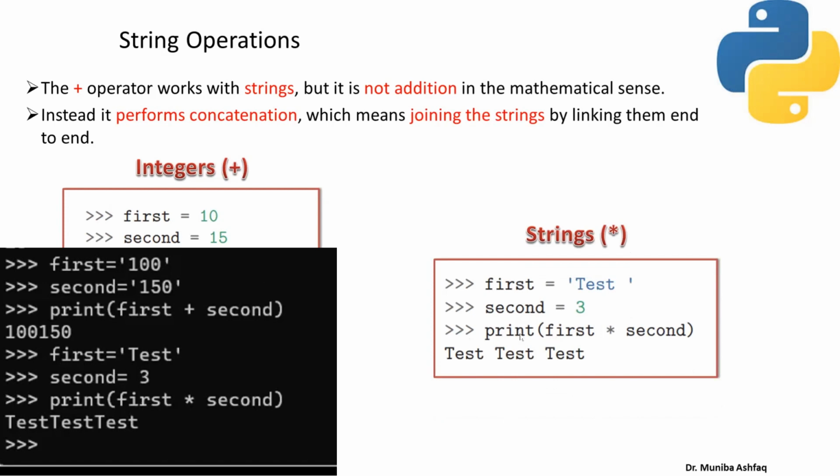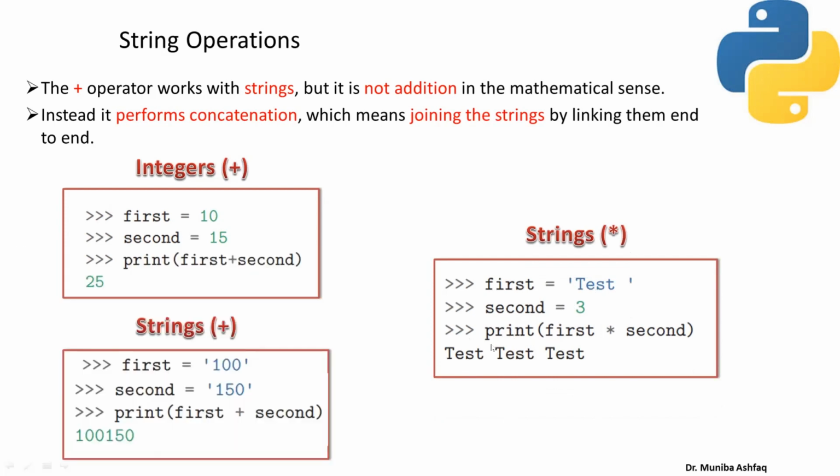So we are actually displaying this test using the print function, but how many times depends on the other operand. Here this operand is 3, and the operator we have over here is the asterisk, which is multiplication.